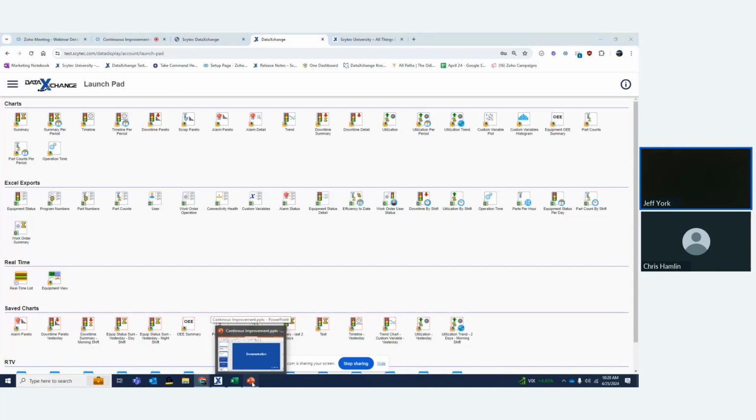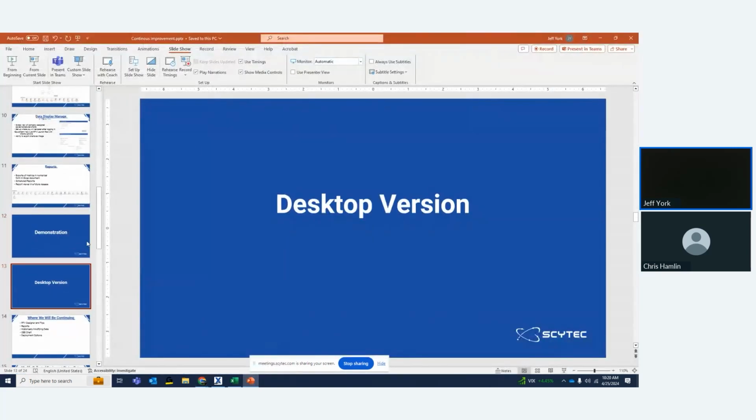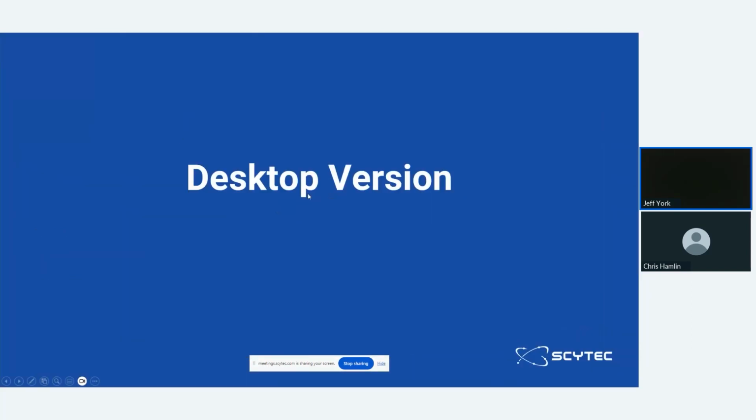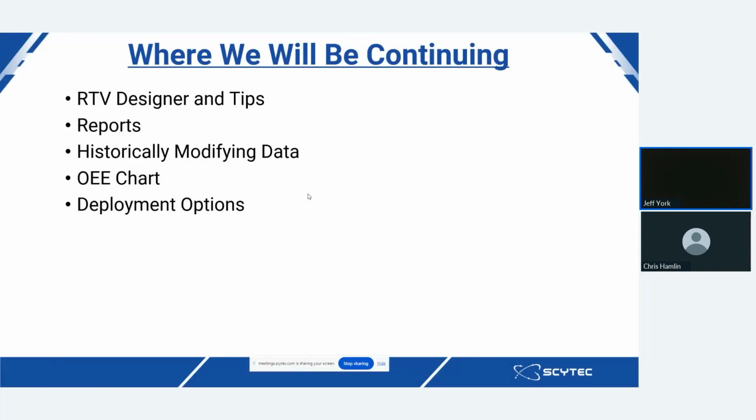I'm going to go back to my PowerPoint here, and we are going to continue on with the desktop version. And where we'll be continuing with that is I'm going to show you the RTV Designer and some tips for that, the reports that you can get inside of the desktop versions, how to historically modify data and other things such as part counts, OEE charts, and our deployment options.